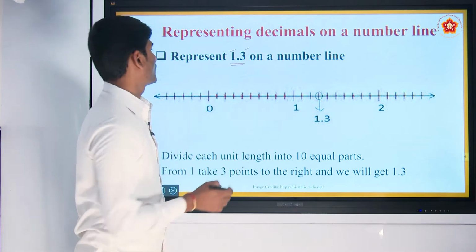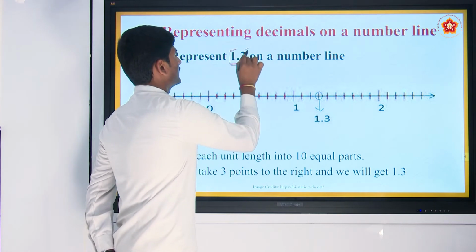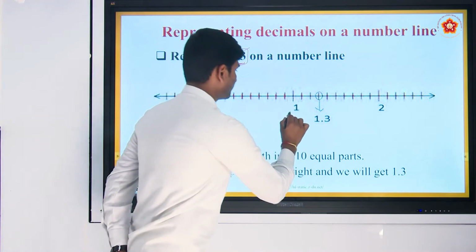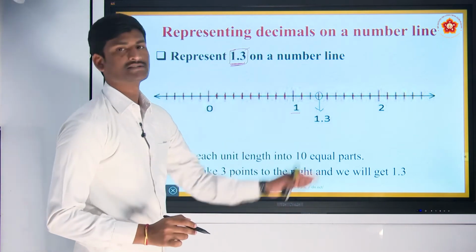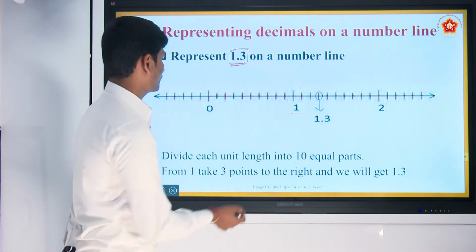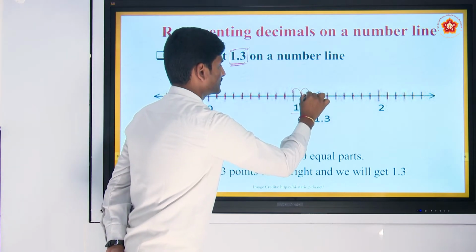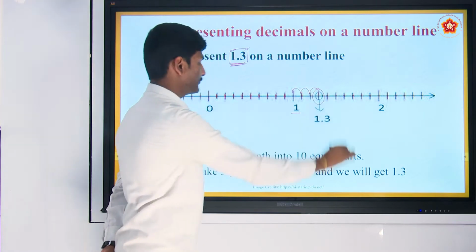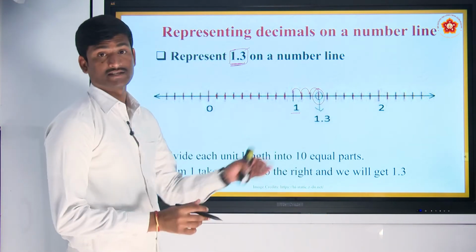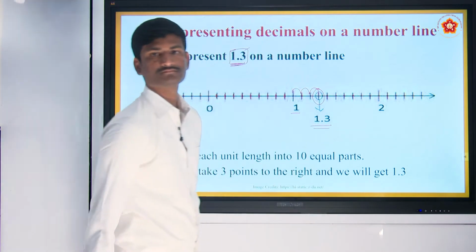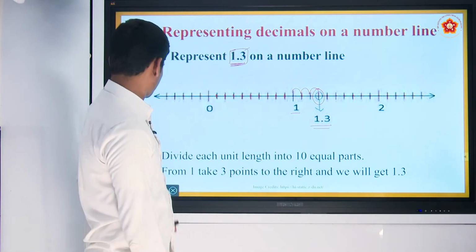We represent 1.3 on the number line from 1. Here from 1 we move to the right side. I take 3 points, 1, 2, 3. 3 points to the right side. Okay, then we get 1.3. Understood?